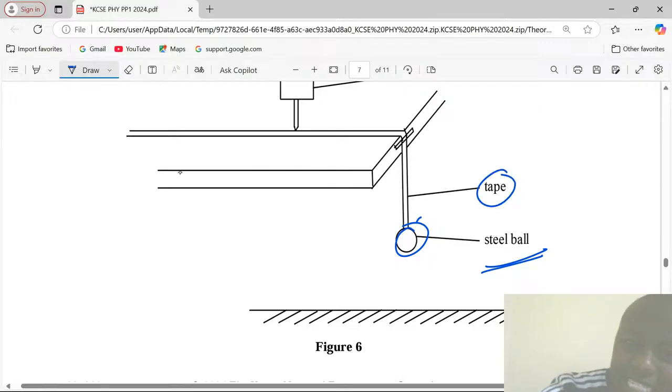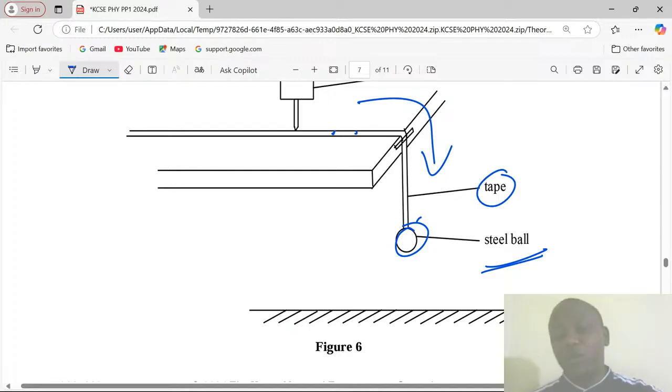Now, if the ticker timer makes a dot here and another dot as the tape flows, because it is being pulled by the steel ball which is going down, you're supposed to know that the dots which are going to be made in the initial stages will be having a different interval from the dots that will be made towards the end of it, or by the time the steel ball will be landing. Therefore, from the different spacings, we can consider an initial velocity and a final velocity.